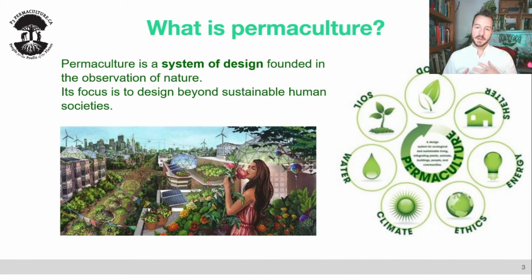Its focus is to design beyond sustainable human societies. And so when we say something is a design science, what we mean is it's a tool set that is used to create designs, and that tool set is informed by the patterns and associations that we see in nature, this ecological observation. So really we're using this 4.9 billion years of ecological adaptation and evolution that is in nature as a way to inform a more sustainable, more abundant design solution.